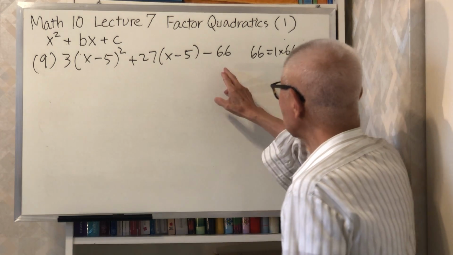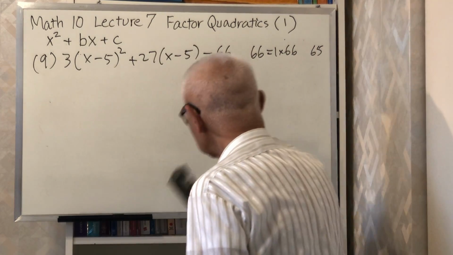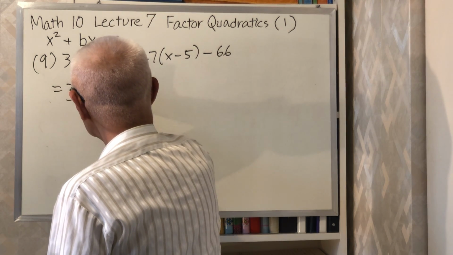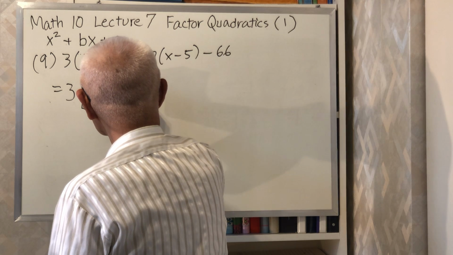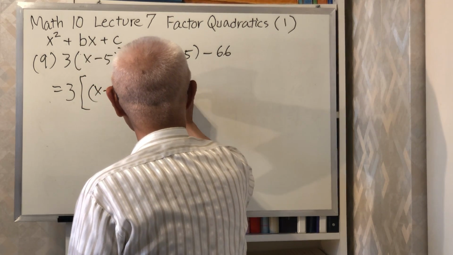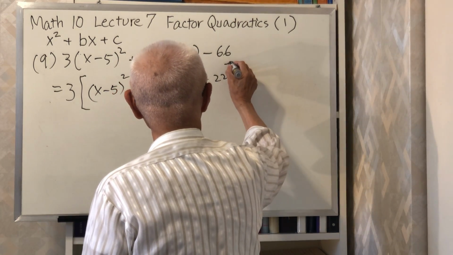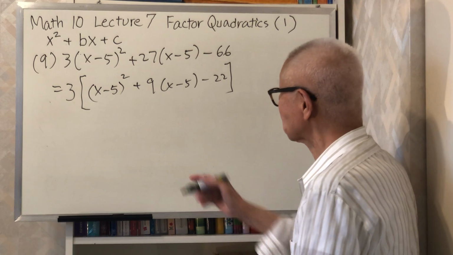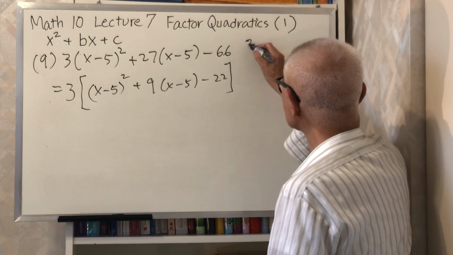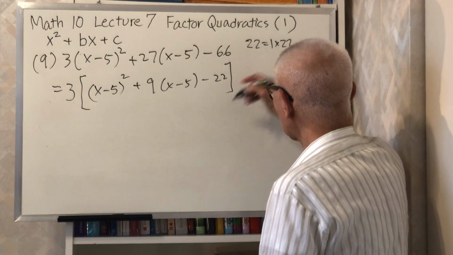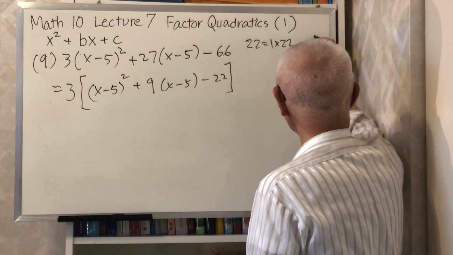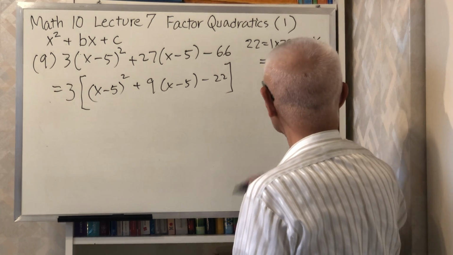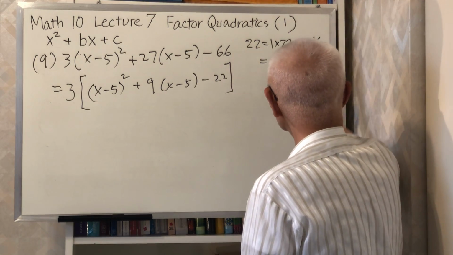I'm not right. Because there is a common factor 3, so I shouldn't do this way. I shouldn't rush. I need to factor out the 3 first. Okay? 3 and a big bracket. Okay, I must factor the common factor first, then I factor the quadratics. This is a quadratic. So 22 is 1 times 22. I subtract. I want 9. This is not right. The difference is not 9. 2 times 11. 2 times 11, the difference is 9. So this is right.